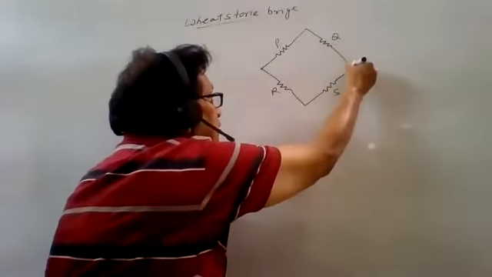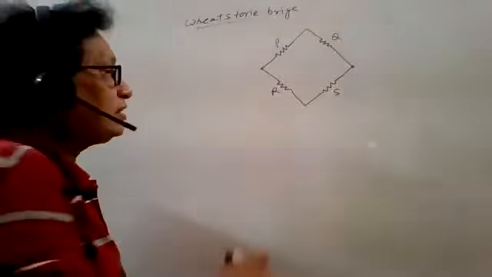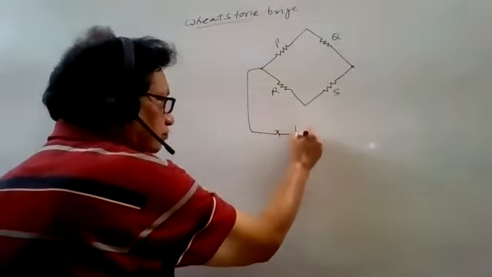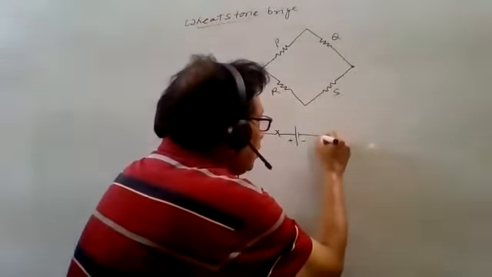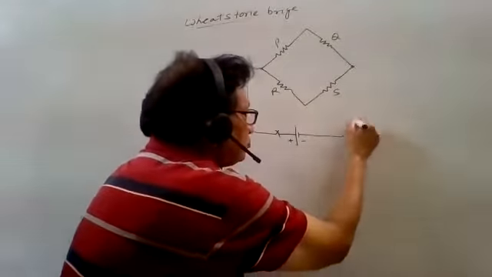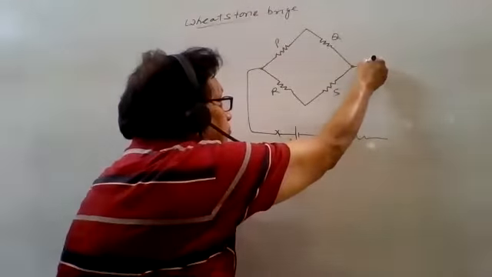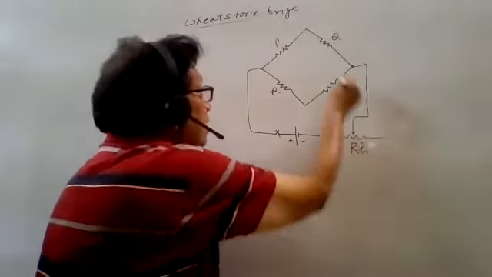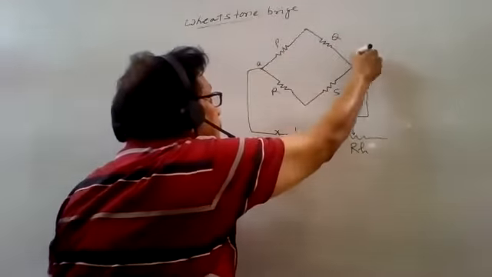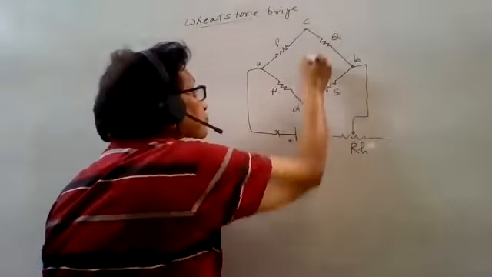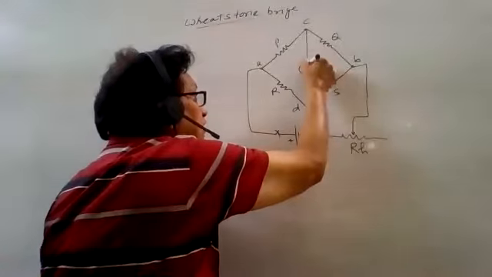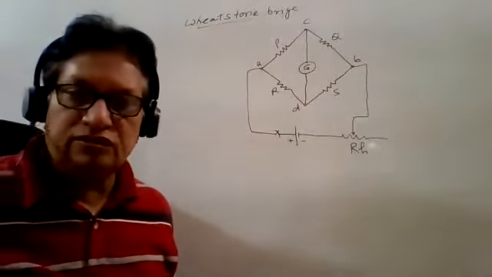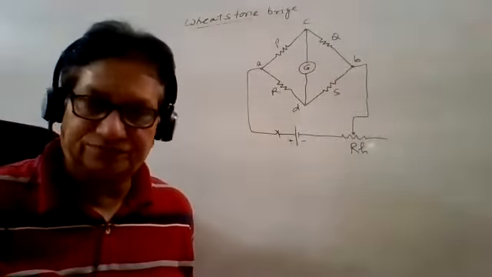Across these 2 points, one diagonal, a battery is connected with a resistor, like this. Across this other diagonal, C and D, a sensitive galvanometer is connected. So this is called the Wheatstone bridge, named after the scientist.